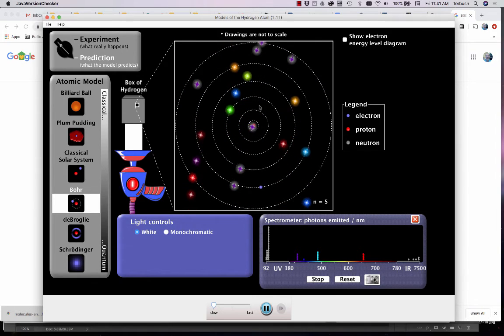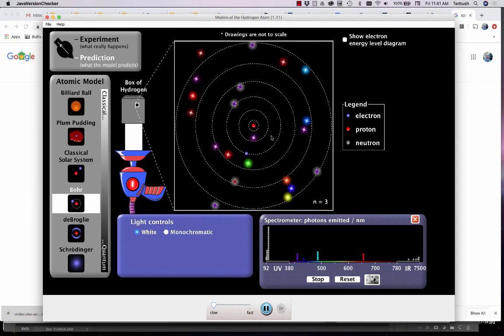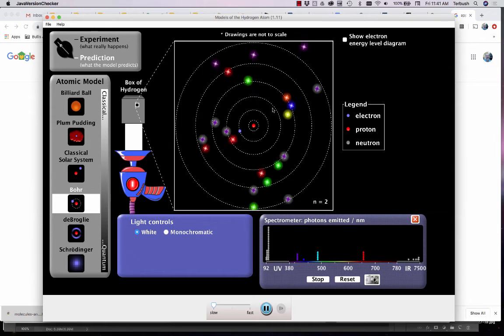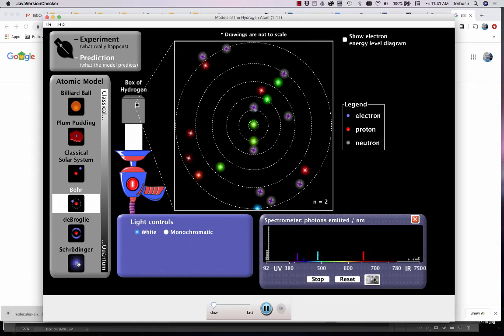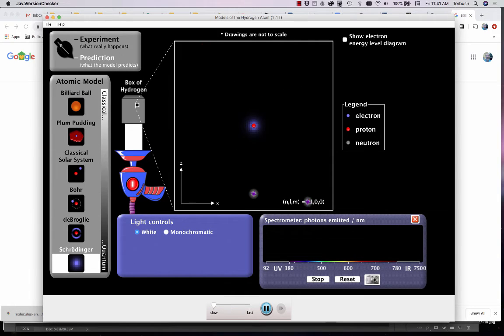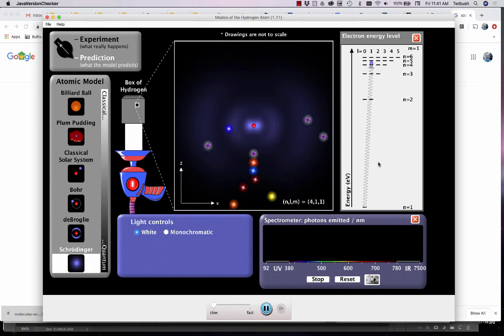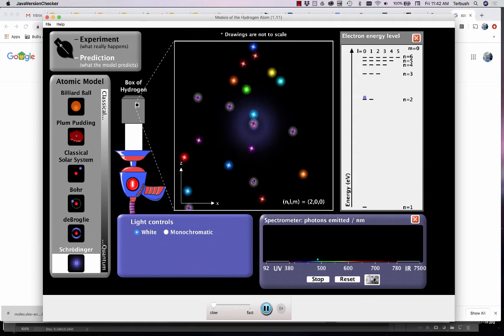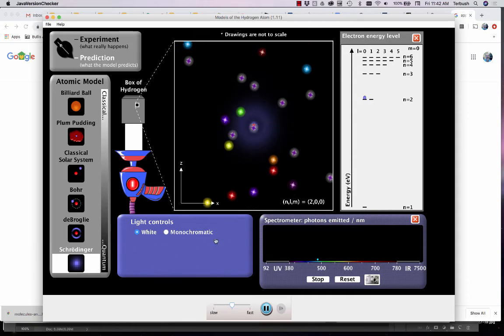Now, this model, this idea of fixed rings that are a fixed distance apart, only works for the hydrogen atom. I think we're going to skip de Broglie. Schrodinger's is actually the one that makes the most sense. Schrodinger's model of the atom is called the wave mechanical model of the atom. And let me speed it up a little bit because we're going a little too slow.